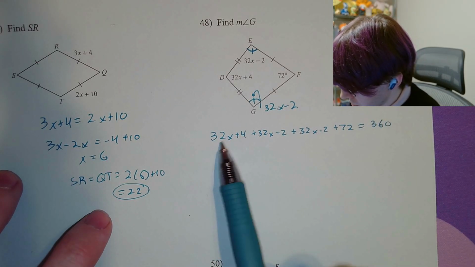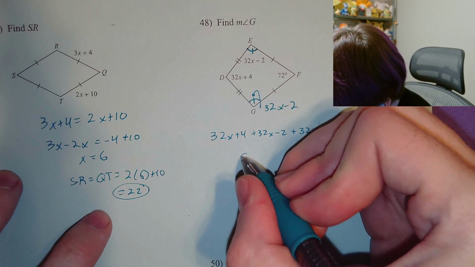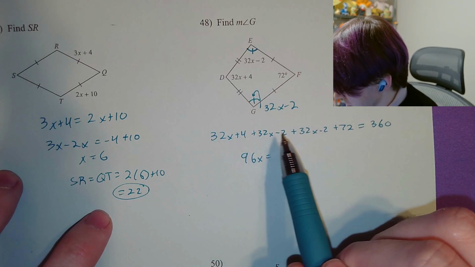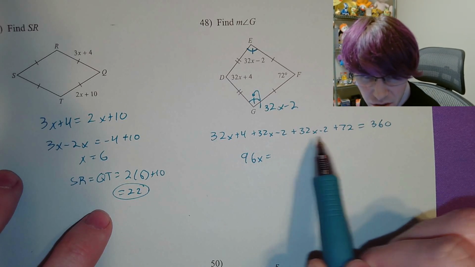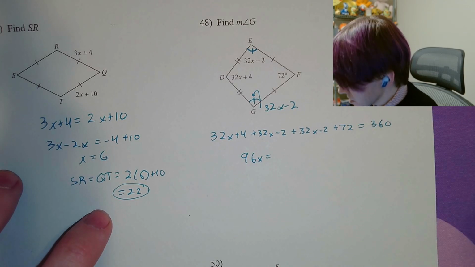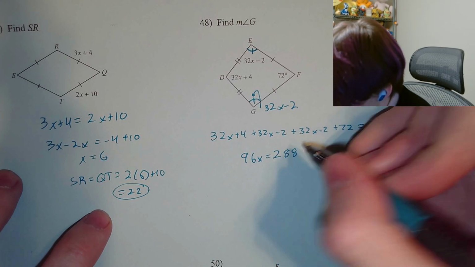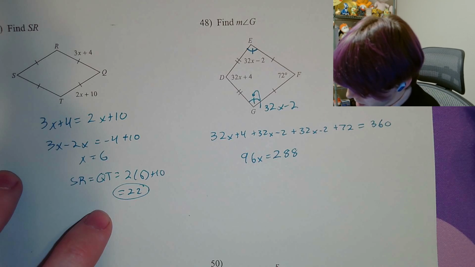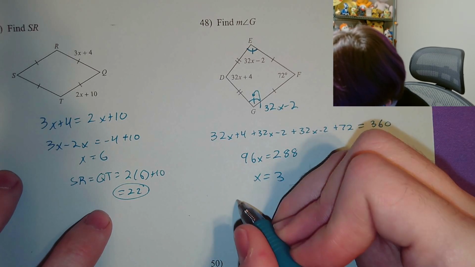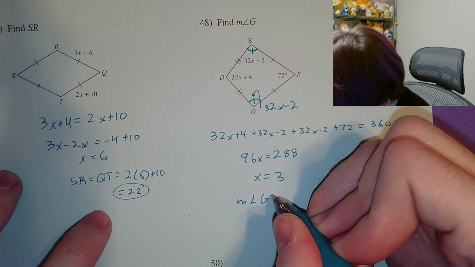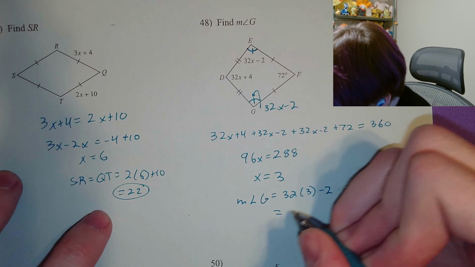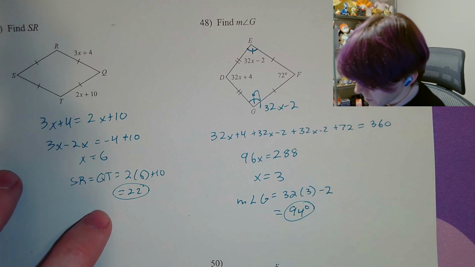Adding all three of these up, 32, 32, 32, all add together to give you 96x. You're going to be 360 minus 4, add 2, add 2. Notice that does nothing. If you add 4, subtract 2, that's like nothing at all. And then subtracting 72 is going to give us 288. And 96 multiplied by 3 is 288. So measure of angle G is going to be 32 times 3 minus 2. That's going to give you 94 degrees. Nice.